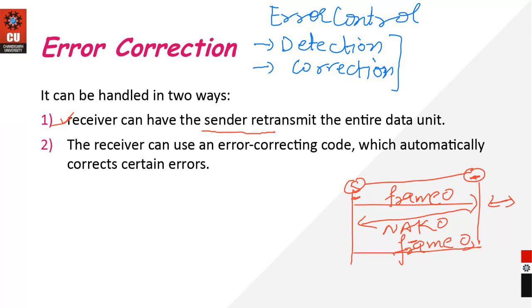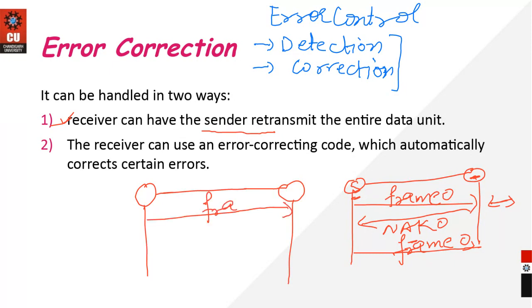The second solution that we have got is that in case there is some problem with frame number 0, first of all you need to detect which type of problem it is, right? So first you will be detecting it. If you are able to detect it properly, then you will see whether correcting that error will be easier for you or not. If on your own you can correct the errors, then you can apply the second method. The receiver can use an error correcting code, which automatically will correct the errors. So we do have two methods available.